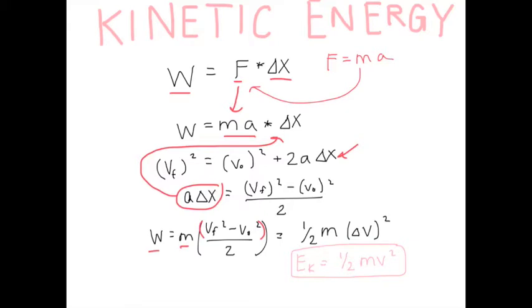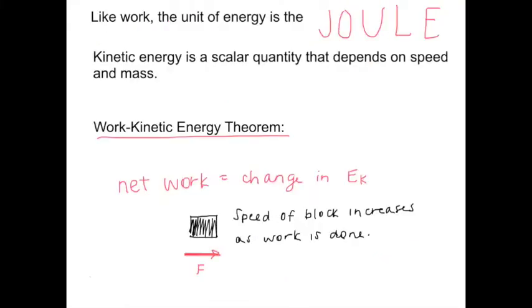Let's see how that works in problems. So energy is similar to work not only in that their equations are related, but also in that energy also uses the unit joule, or capital J. Kinetic energy is a scalar quantity, and it depends on both the speed and the mass of an object.